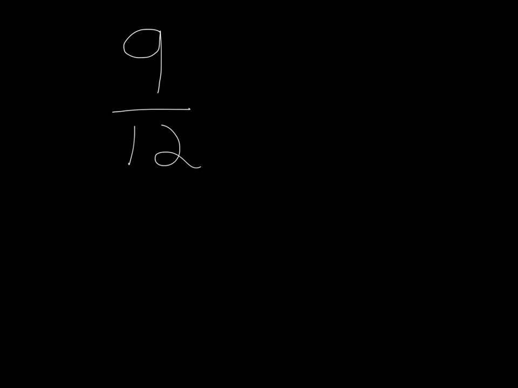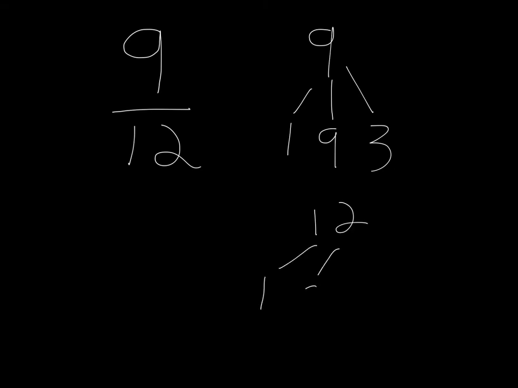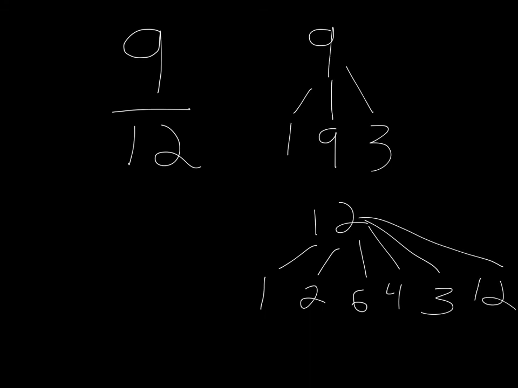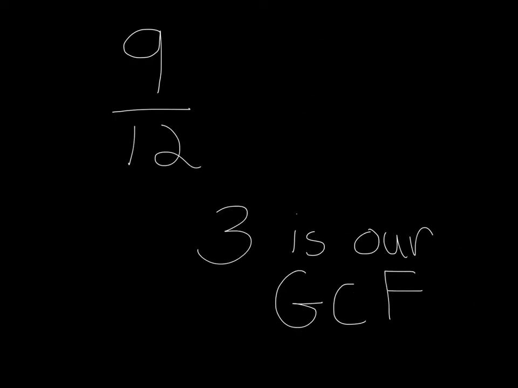So students will either know the factors of 9 and 12, or they're going to have to write them down. So the factors of 9 would be 1, 3, and 9. The factors of 12 will be 1, 2, 3, 4, 6, and 12. Now, they will look for common factors. 1 is always a common factor. They don't need to look at it. And we see that 3 is the only other common factor. That means that 3 is our greatest common factor.